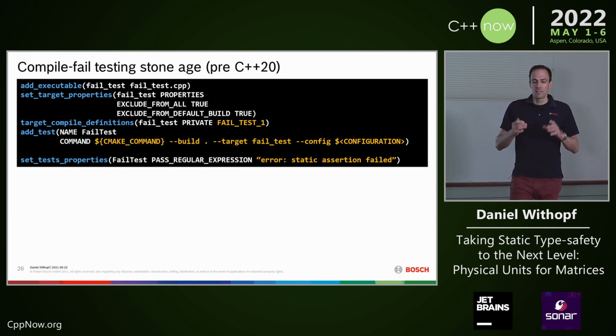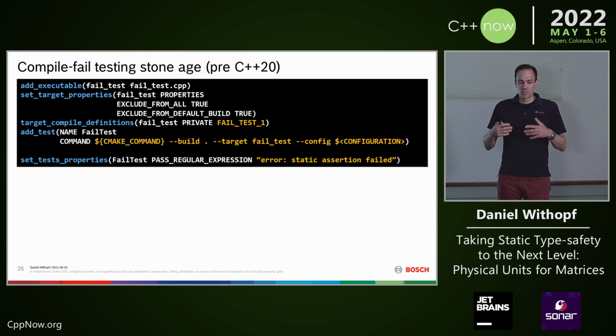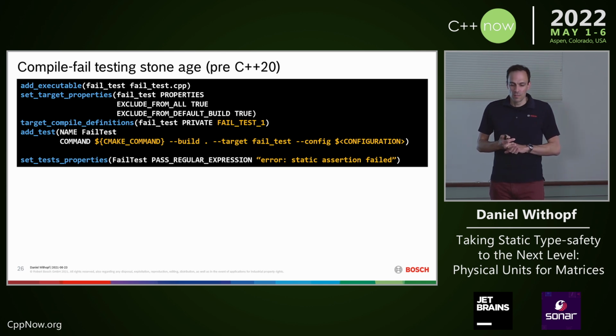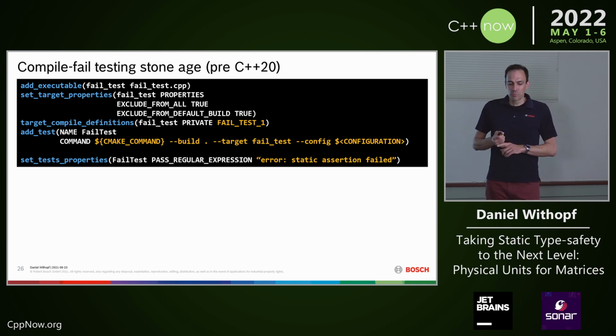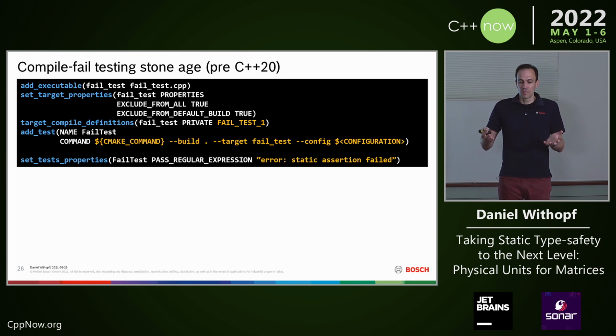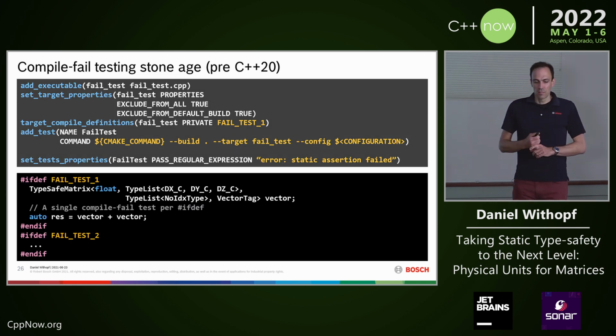And then we add a test, and that test does not run an executable. It calls out to CMake build. So the test is actually calling CMake build with our define set. And then we grab the output of that command to verify whether a static assertion has been emitted by that test. And then we can write a small test here.